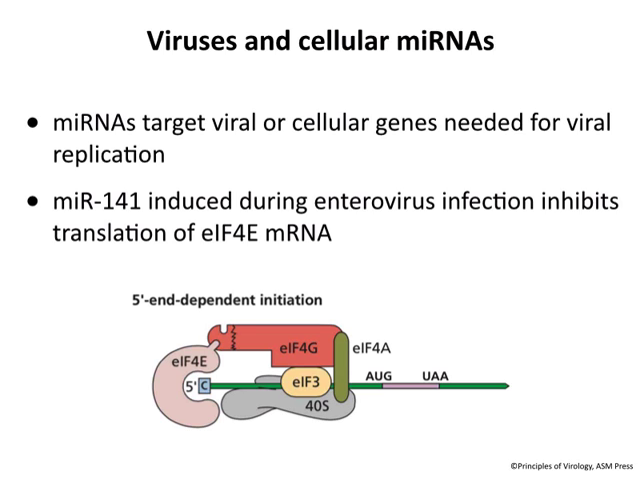For example, enterovirus related to poliovirus induces the synthesis of MIR-141. And what does that do? That shuts off any translation that is dependent on a cap. And of course, this enterovirus doesn't have a cap. It's got a protein, it's got VPG, it has an IRES, so it doesn't care about EIF4E. So it's basically shutting off host translation.